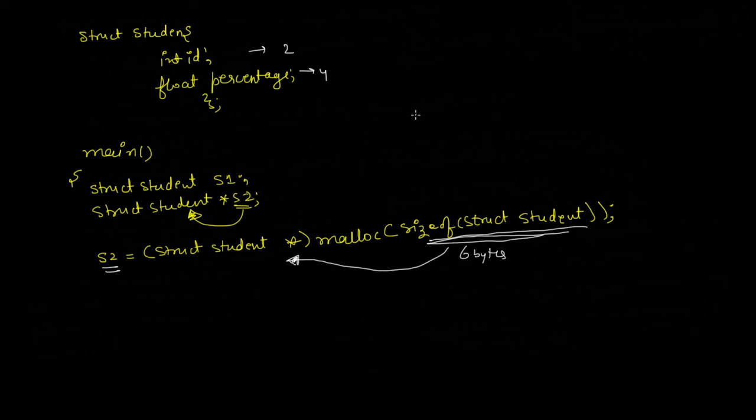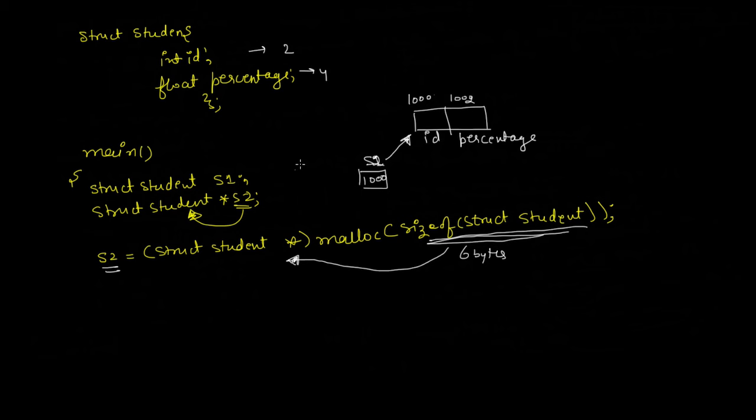Okay, so if you visualize it, it will be something like this. This malloc function is going to allocate this memory, which has an ID part and a percentage part. And this S1 is actually pointing to the address of this memory location. Okay, if the base address is 1000, then the address of percentage will be 1002 because the size of integer is 2 bytes. Right, then S1 is storing 1000, and then if you want to access this ID part, this is S2, not S1, because I've stored the address of this memory location into S2.